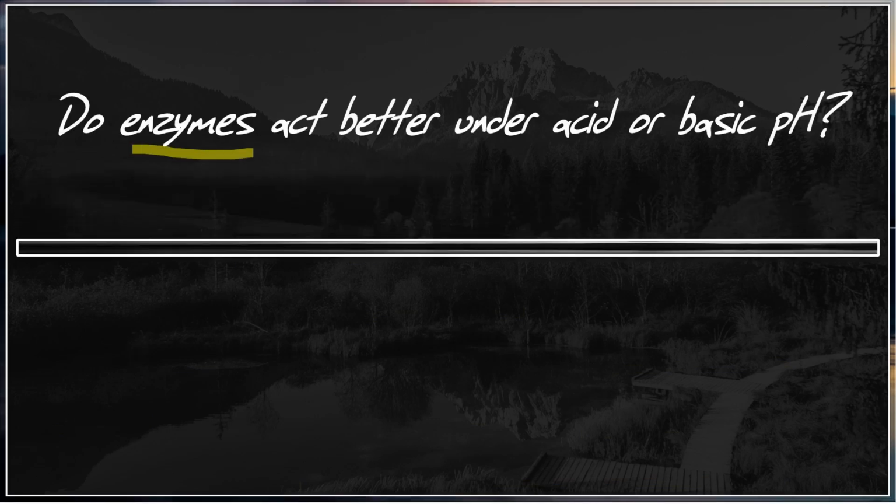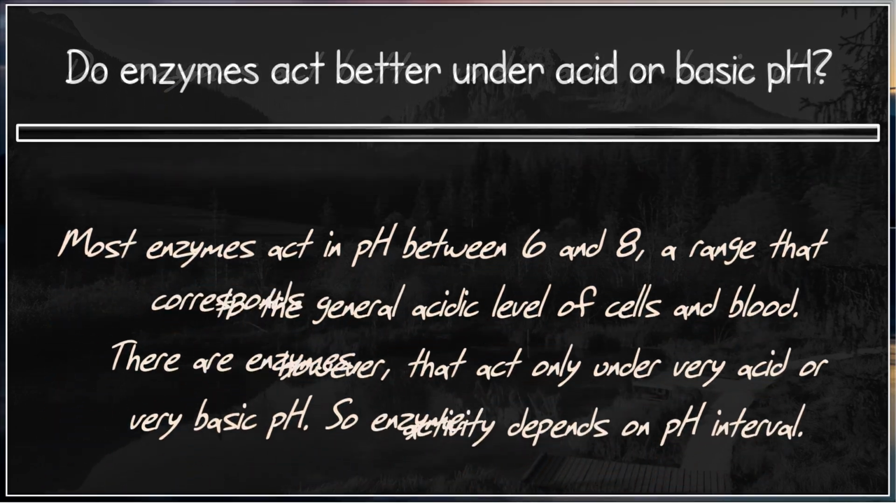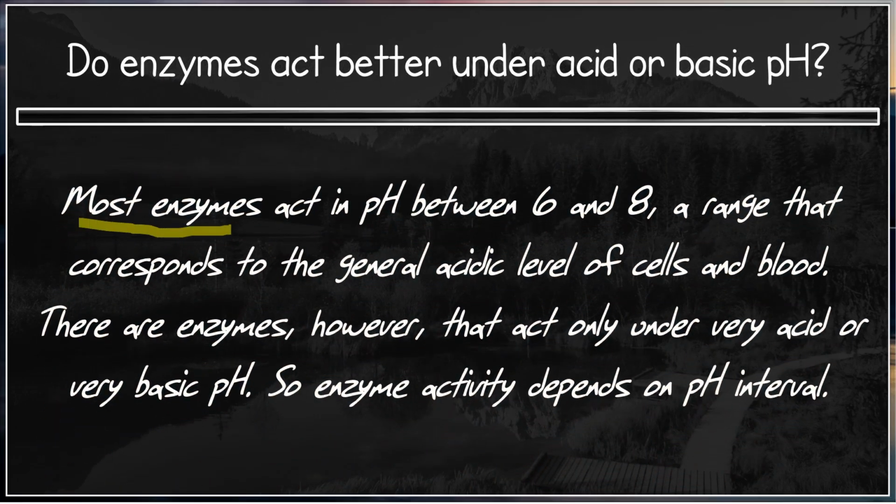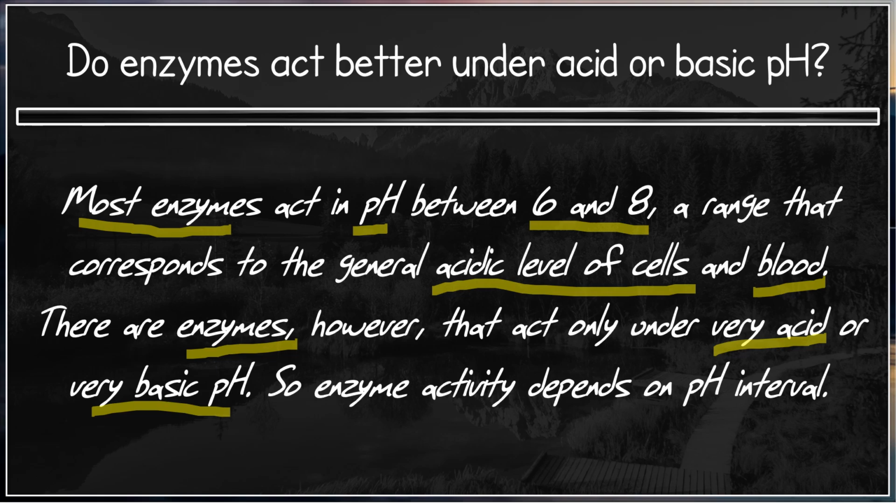Do enzymes act better under acid or basic pH? Most enzymes act in a pH between 6 and 8, a range that corresponds to the general acidity level of cells and blood. There are enzymes, however, that act only under very acid or very basic pH. So enzyme activity depends on the pH interval.